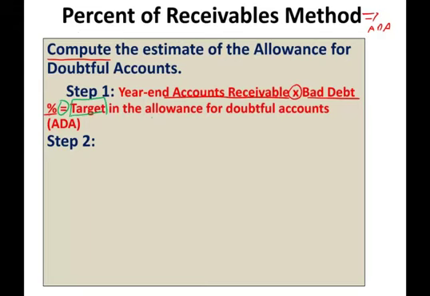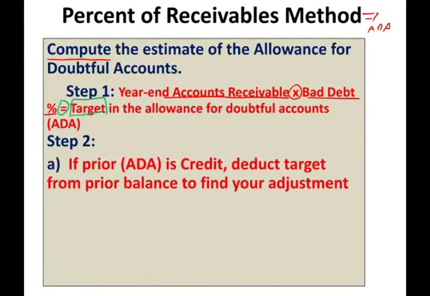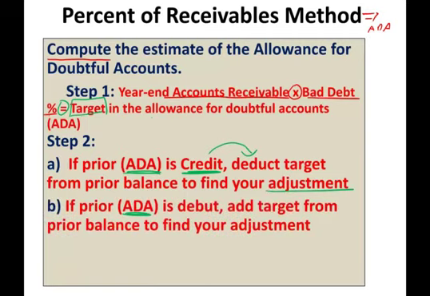Then step two, because it's a two-step process, you take the prior year allowance for doubtful accounts, if any. If it's a credit, it means you overestimated the prior year. Remember when I talked about the credit and the debit? If you have a credit, it means you overestimated, and you deduct the prior year balance from the target to find your adjustment. If the prior year allowance is a debit, you add it to the target balance to find the adjustment. Just copy this information down and it will make sense when we work an example.